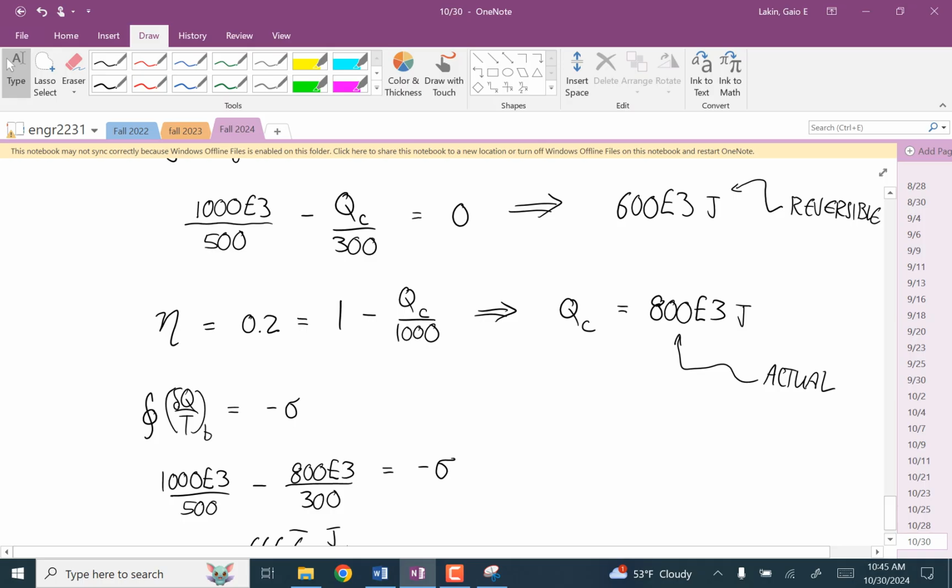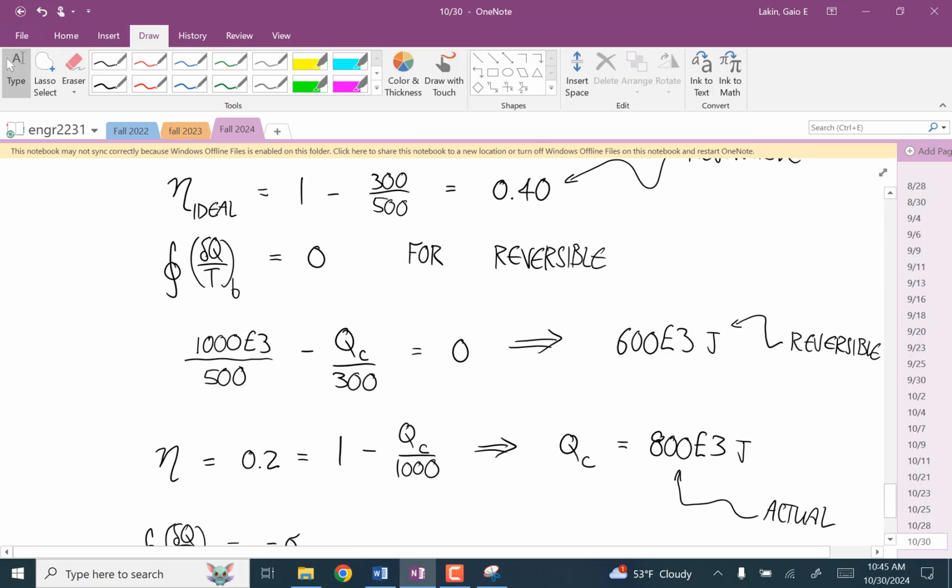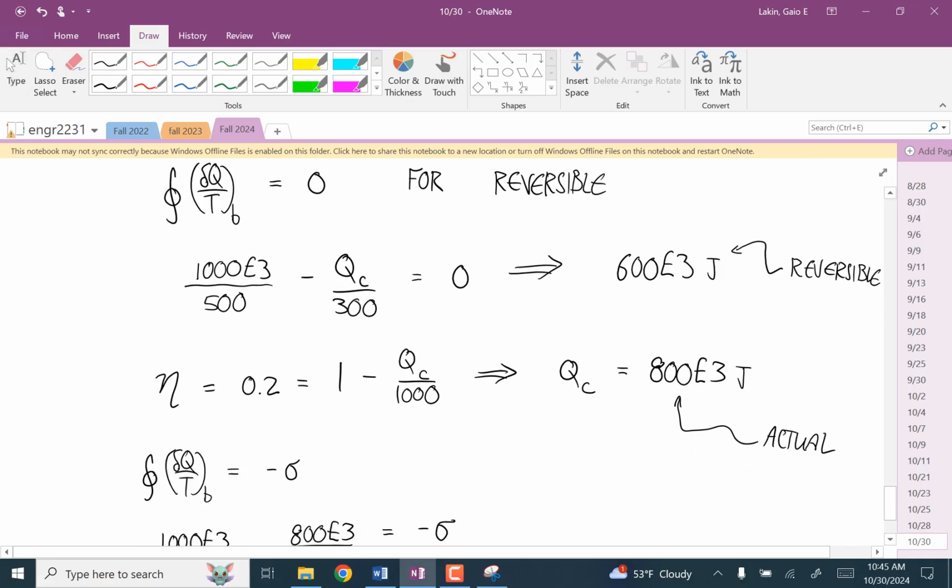Okay, the next thing we're going to do. So this is just the kind of problem that you're going to have to do on the next assignment, 1 or 2 problems like this. And then the next big thing we're going to get into is the TdS equations.